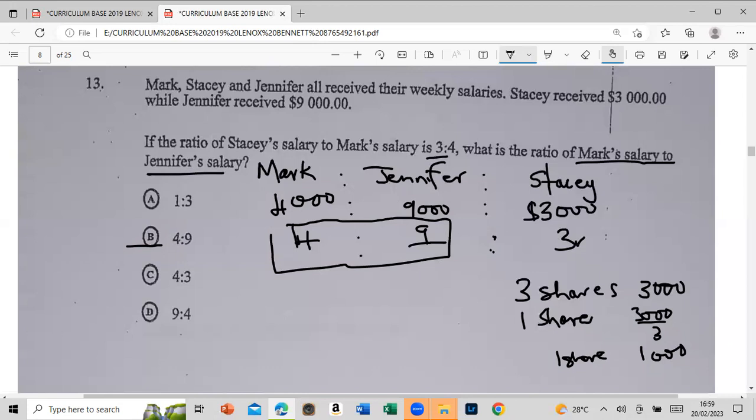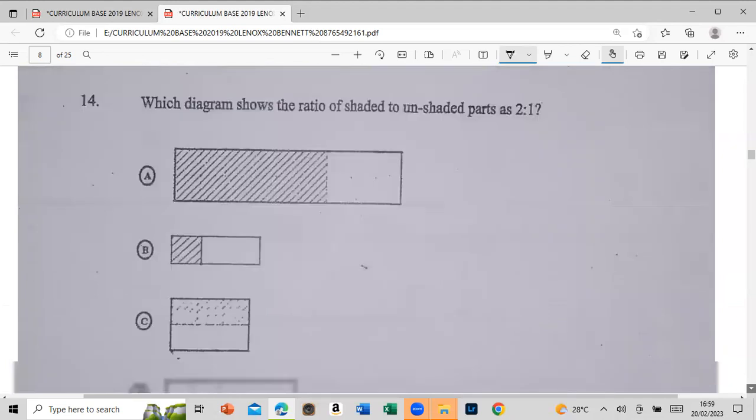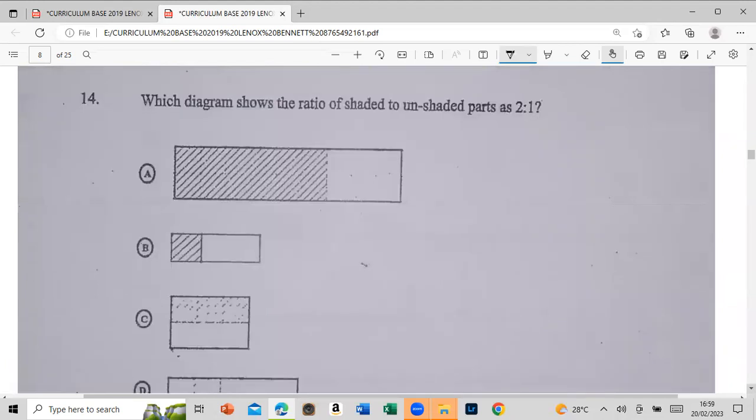Alright, let's go guys. Let's move on to 14. Which diagram shows a ratio of the shaded to unshaded parts of 2 to 1?